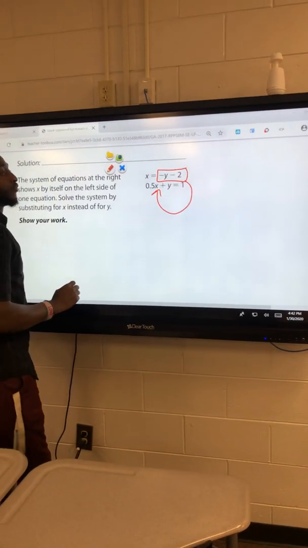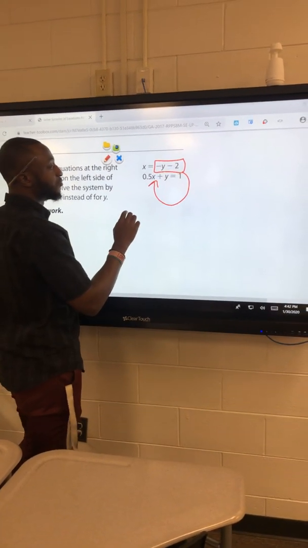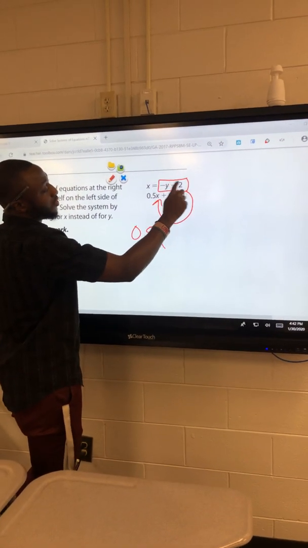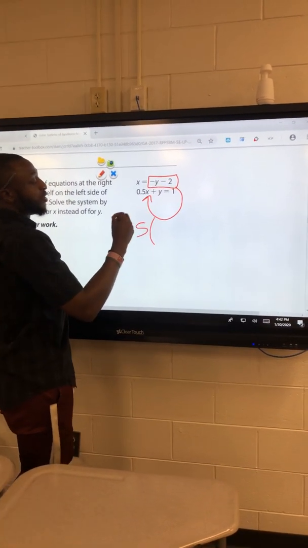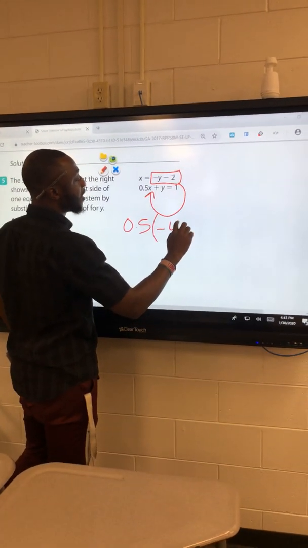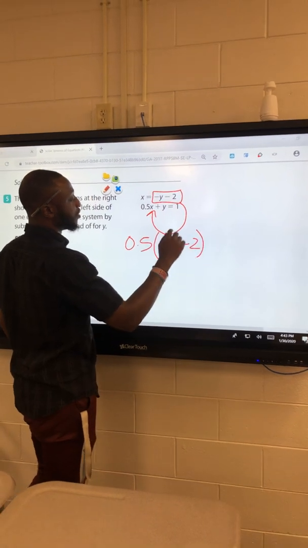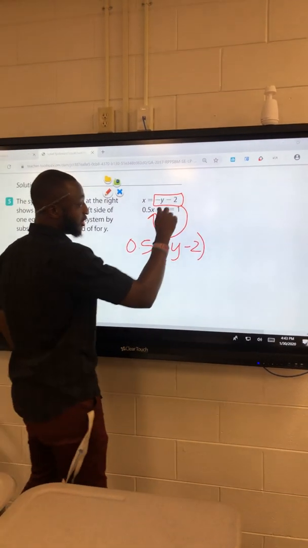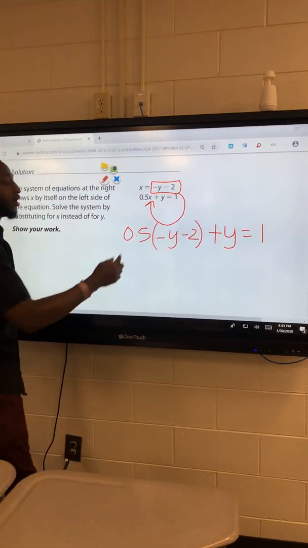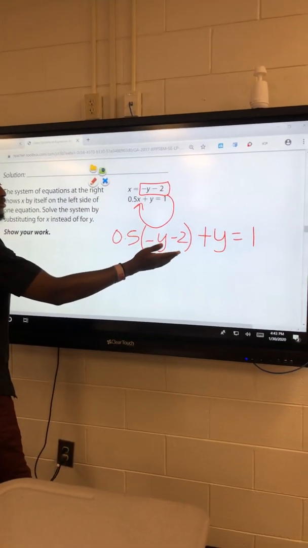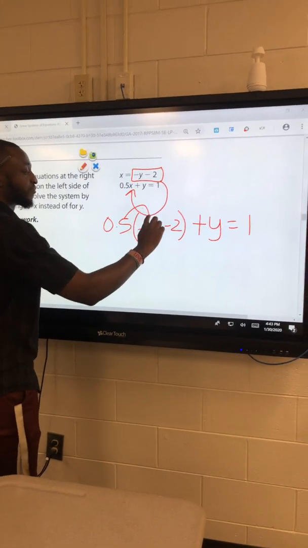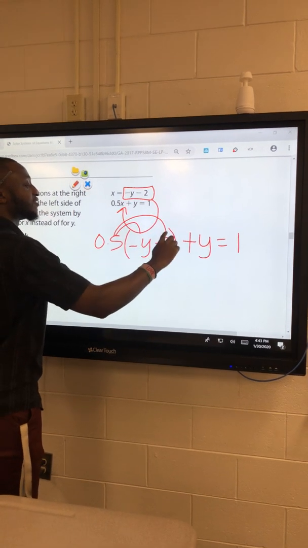Okay? So when I rewrite this equation, it's going to become 0.5. When you have more than one term like this, make sure you use parentheses. So I'm going to do 0.5 times (negative y minus 2), because this is replacing that x. Now I'm going to bring everything else down, plus y equals 1. At this stage with parentheses, I'm using the distributive property, which says I'm multiplying 0.5 times negative y, and then 0.5 times negative 2.